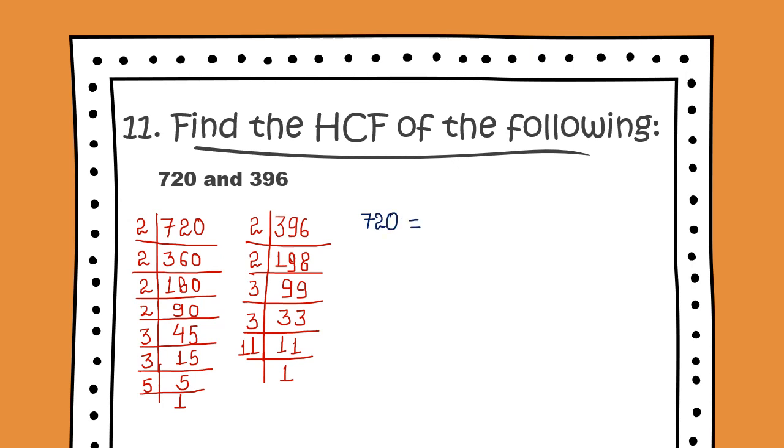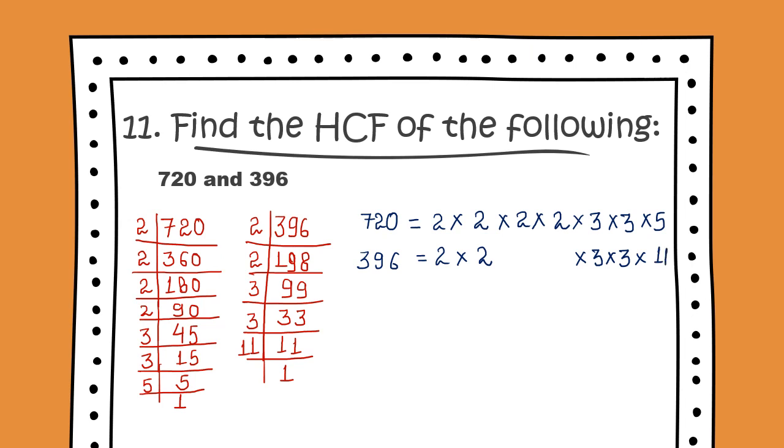Now write down all the prime factors. 720 is equal to 2 multiplied by 2 multiplied by 2 multiplied by 2, then multiplied by 3 into 3 into 5. Then we have 396, which is equal to 2 multiplied by 2 multiplied by 3 multiplied by 3 multiplied by 11. As you can see here, we have to make the pairs now. 2 is common in the factors of both numbers. Then another pair of 2.